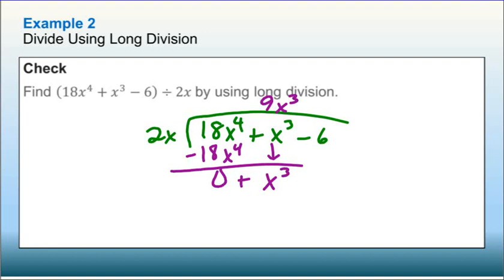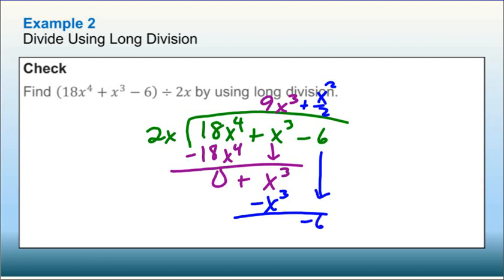So now I'm going to get from 2x to x cubed. That means I need to multiply by a positive x squared all over 2. 2 divided by 2 is 1. X squared times x is x cubed. Subtract below and I get 0. Bring down the minus 6.